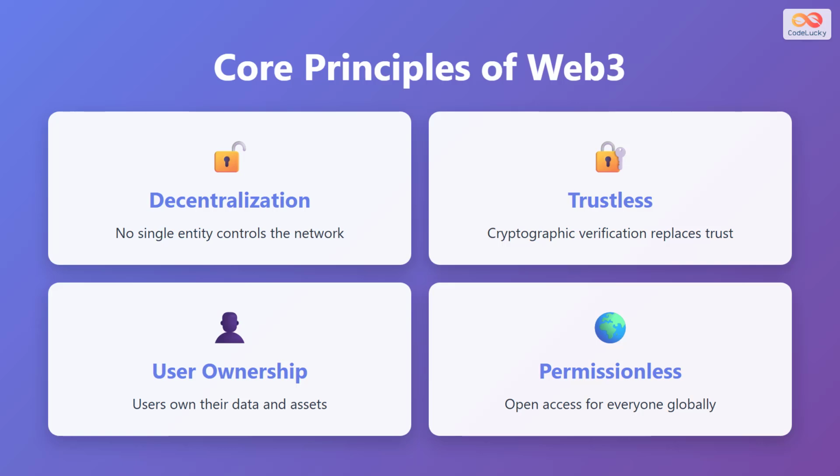Web3 is built on four fundamental principles. First, decentralization means no single entity controls the network. Second, it's trustless, using cryptographic verification instead of trusting companies or institutions. Third, users have true ownership of their data and digital assets. And fourth, it's permissionless, meaning anyone anywhere can participate without needing approval from gatekeepers. These principles work together to create a more open and equitable internet.